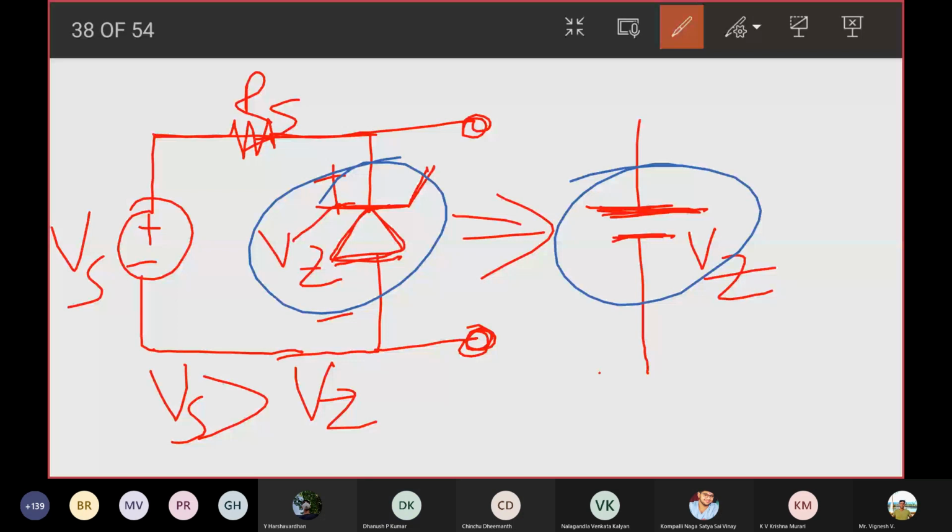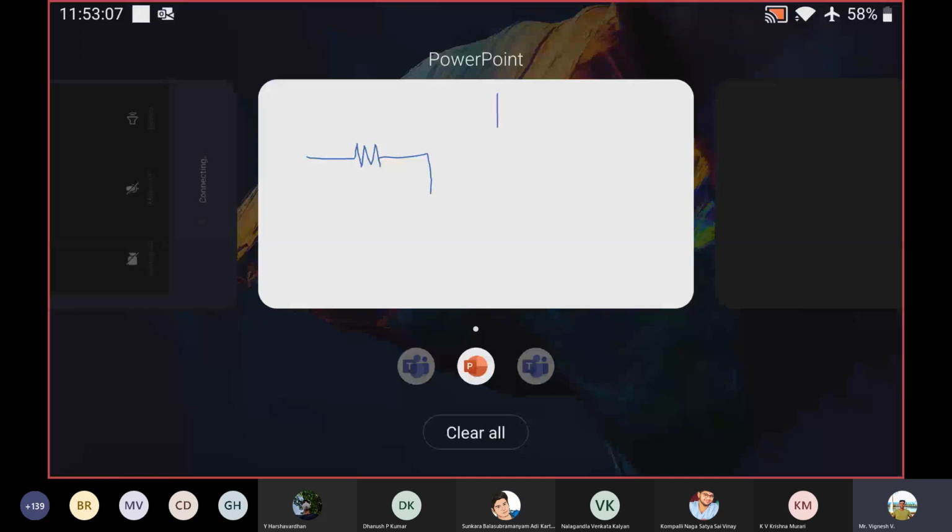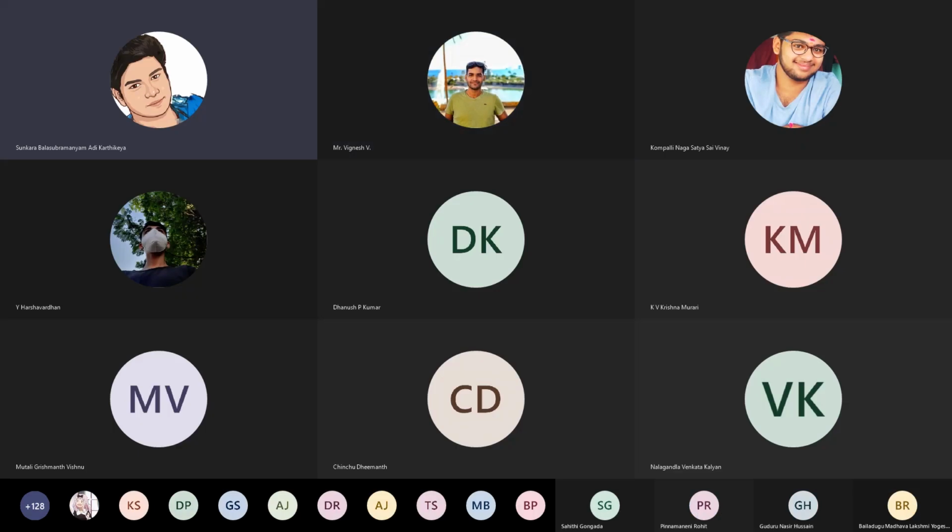Yes, sir. All right. Next. Just hold on. Sir, why will you tell later, sir? Why will I tell what later? I mean, you told us that when a Zener diode is reverse biased, we have to replace it with a battery. Just hold on.